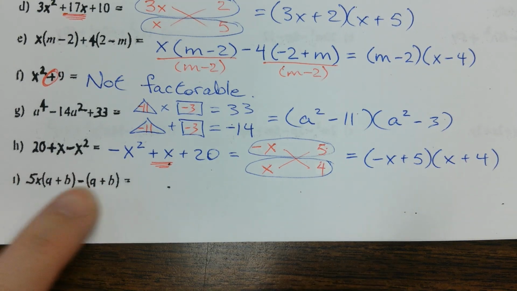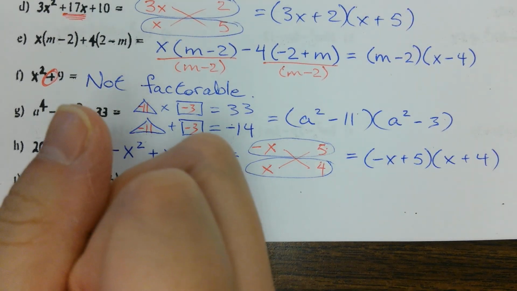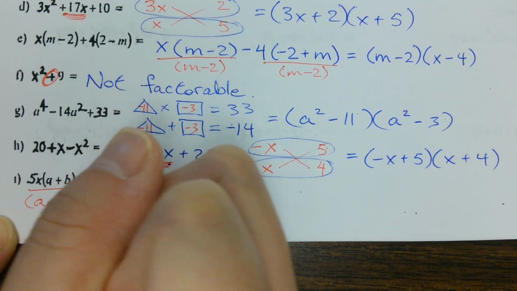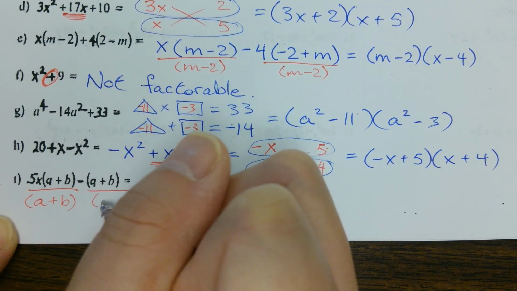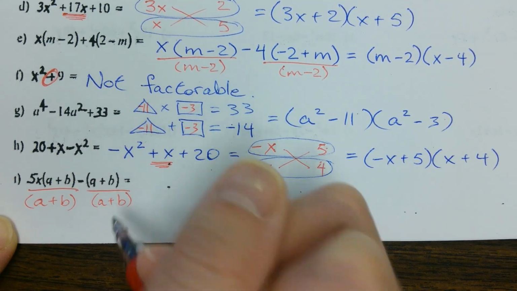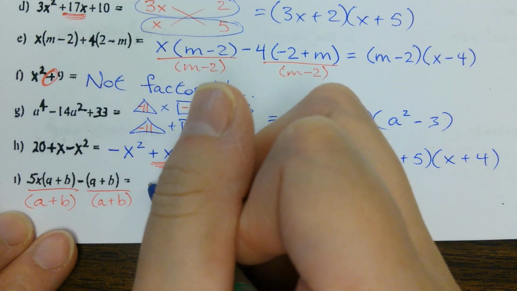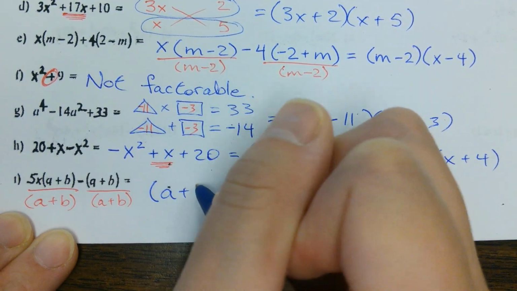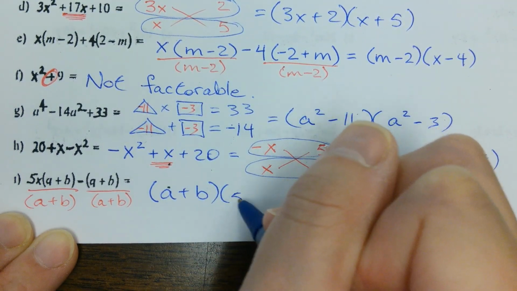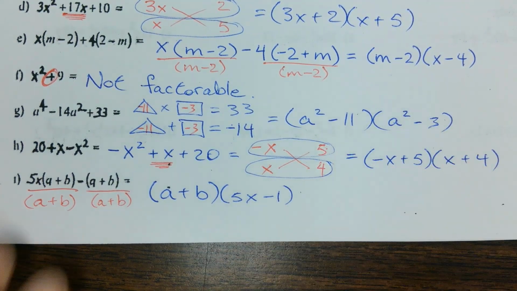And then lastly, this one again is a grouping question. Might as well do the last one. So I can factor out a plus b, factor out a plus b. So a plus b bracket 5x minus 1.